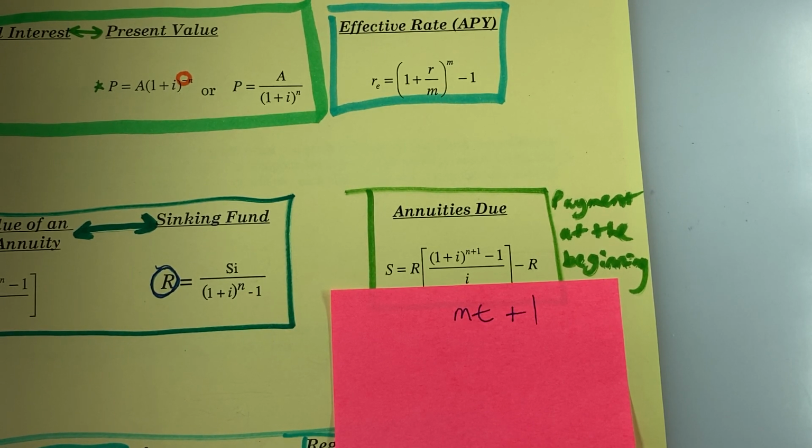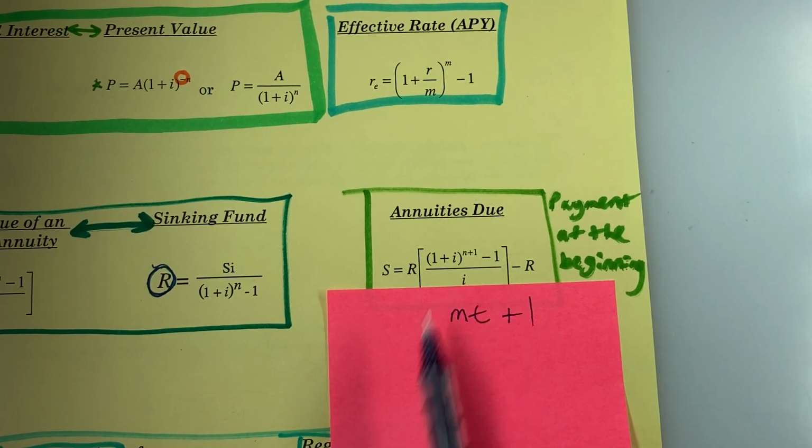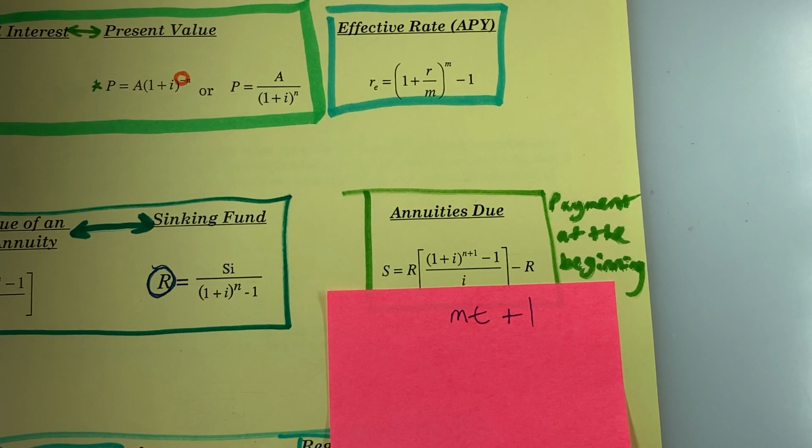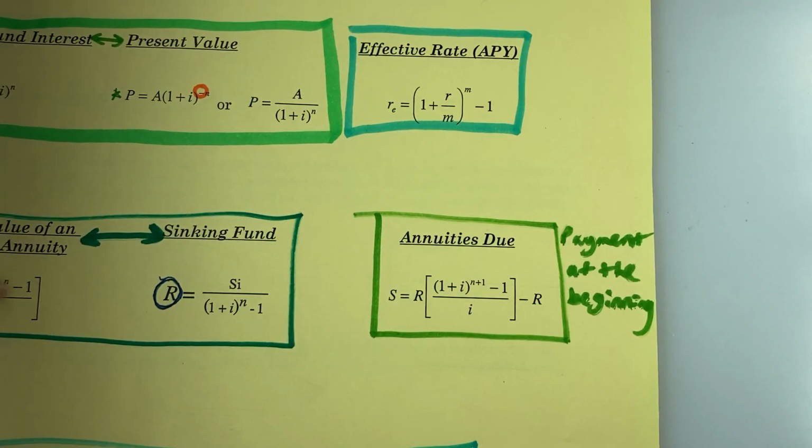I usually like to write the formula out in terms of M and T first and then start plugging in those values. So it's the number of payments times the time, and then you add 1 to it because you've got that additional period of interest when you're doing your payment at the beginning versus payment at the end. So just be careful on that one.